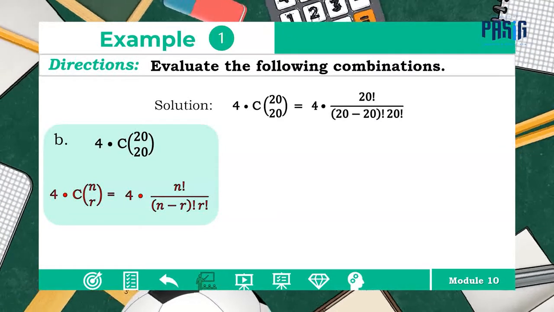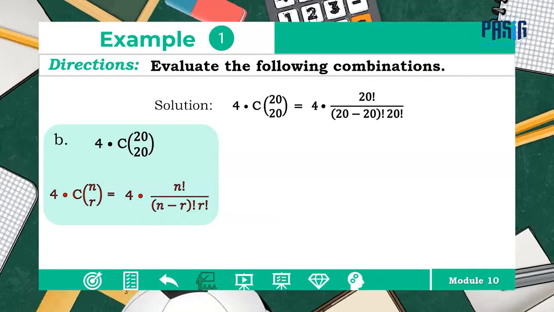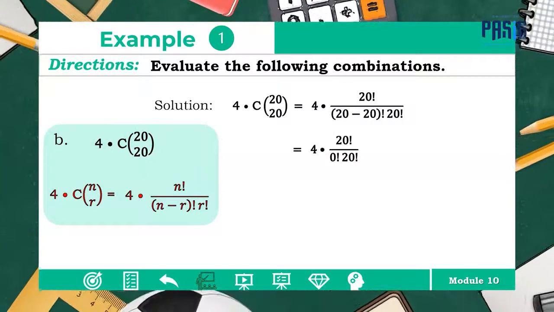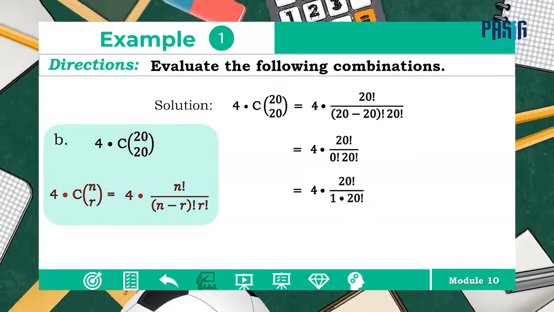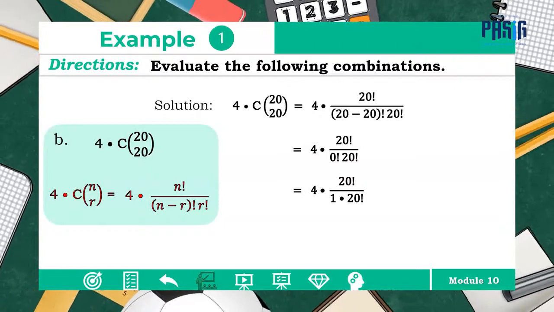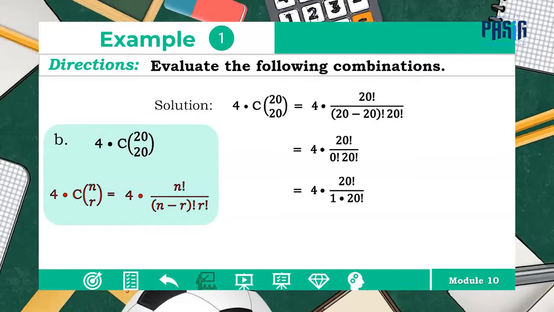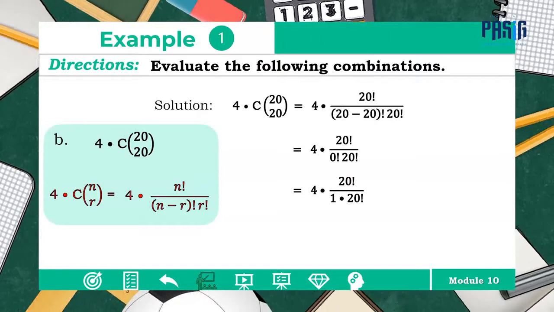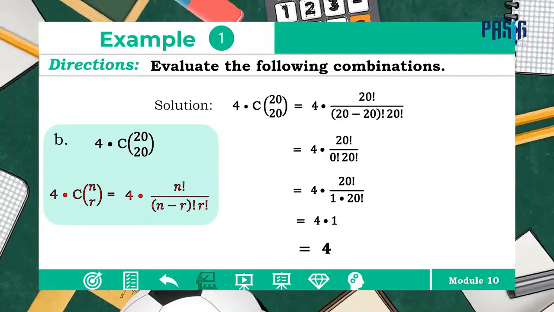Let's start with the quantity of 20 minus 20 factorial in the denominator, and that is equal to 0 factorial. We all know that 0 factorial is equal to 1. Simplify 20 factorial divided by 1 times 20 factorial, then multiply it to 4. And the final answer is 4.